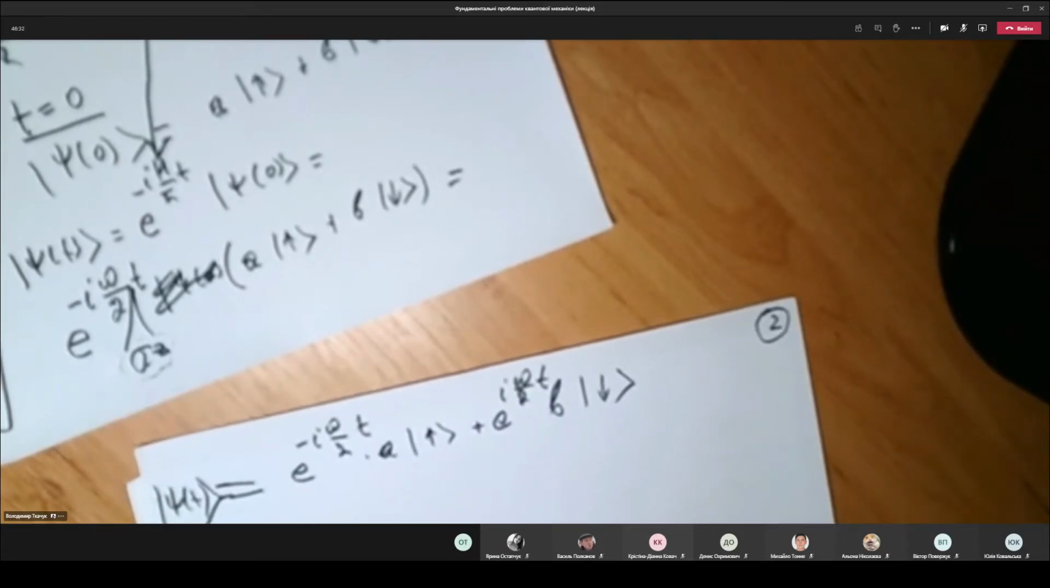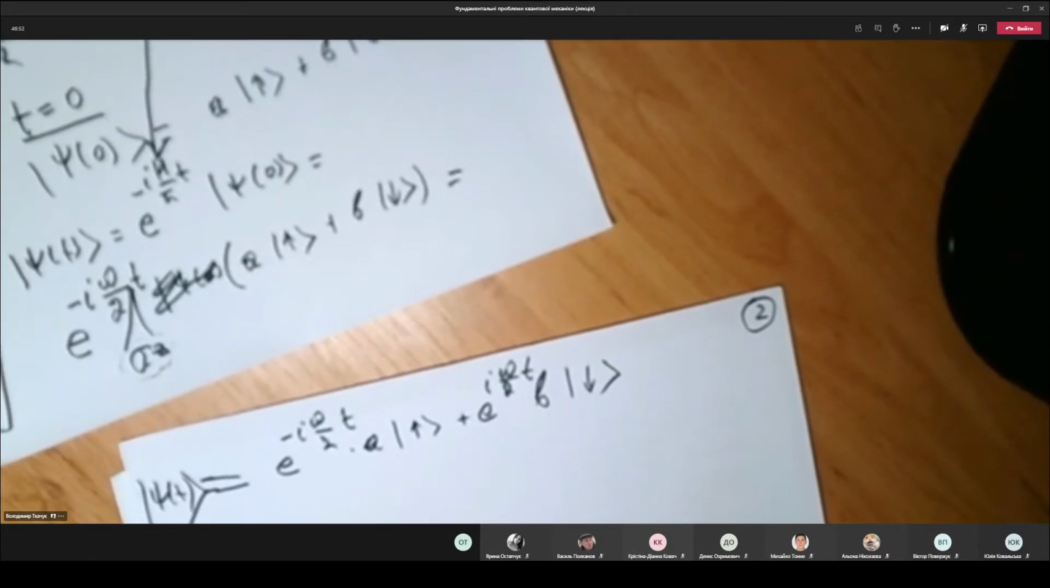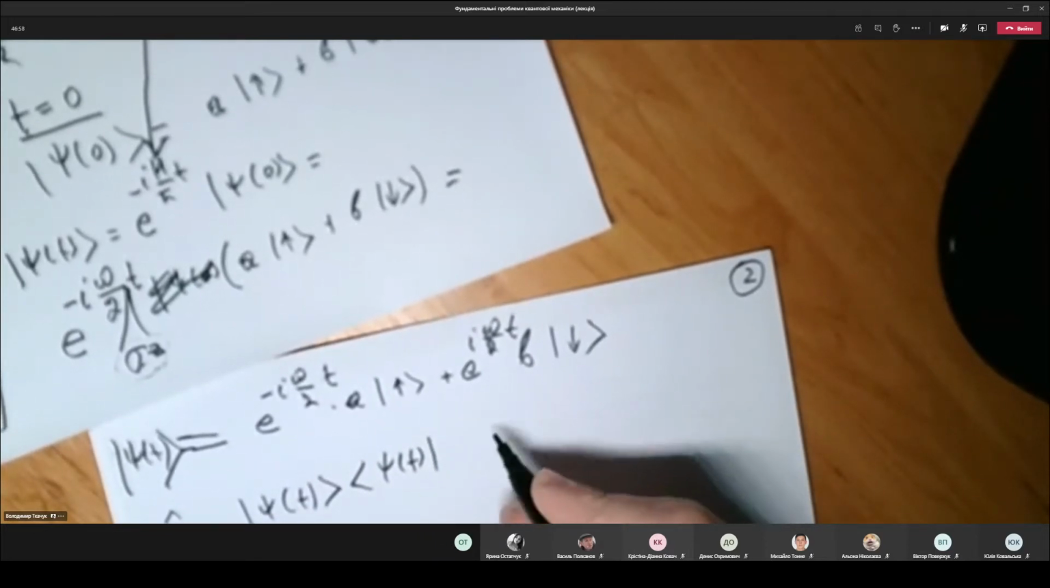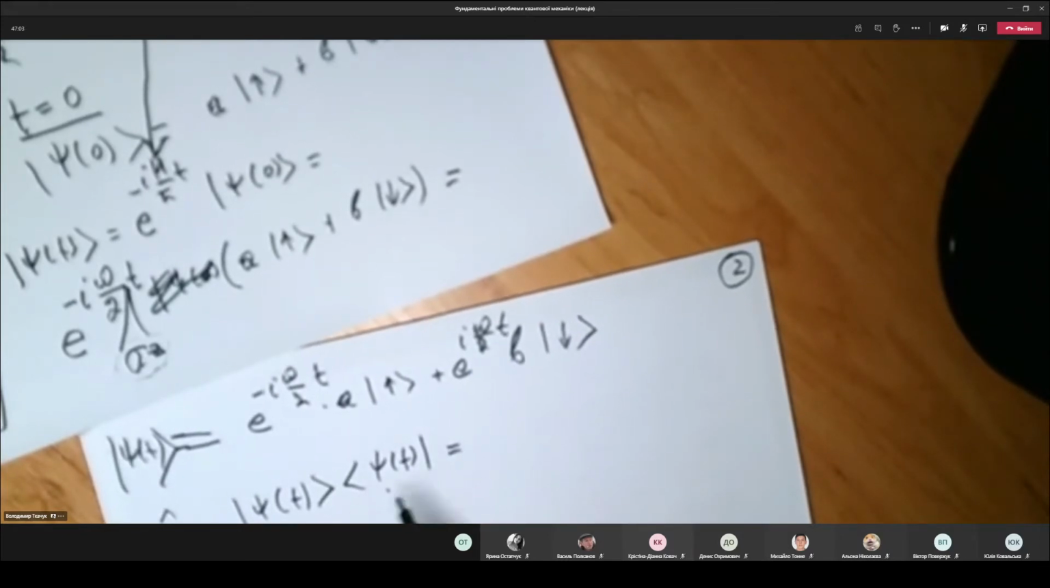And now let us consider the density matrix. Of course, the same pure state can be described by a quantum state vector, or we can describe the same pure state using a density matrix. So the density matrix which corresponds to this pure state is |psi(t)><psi(t)|, this operator.